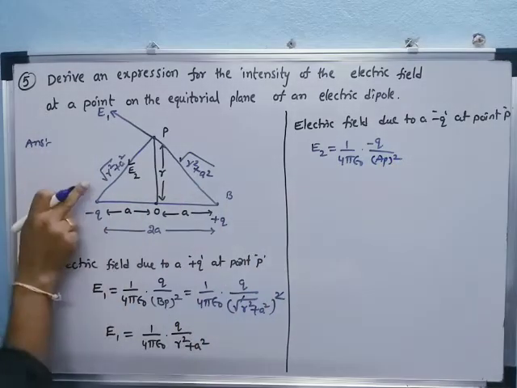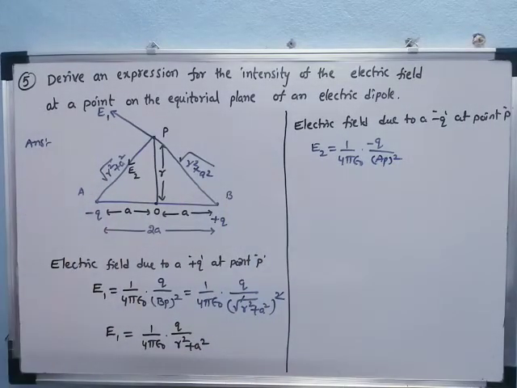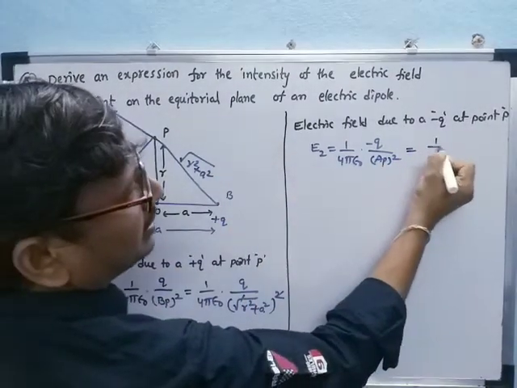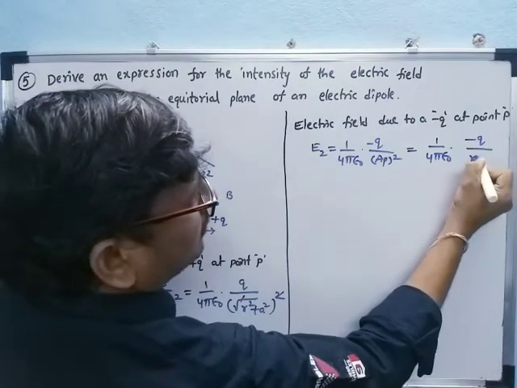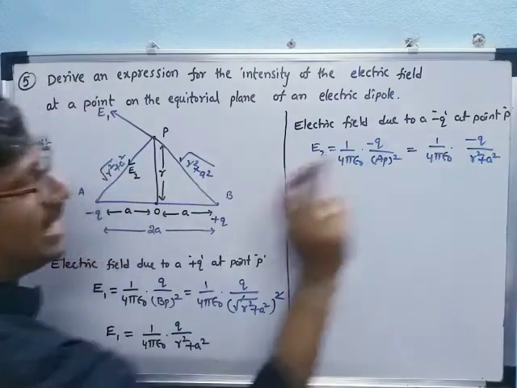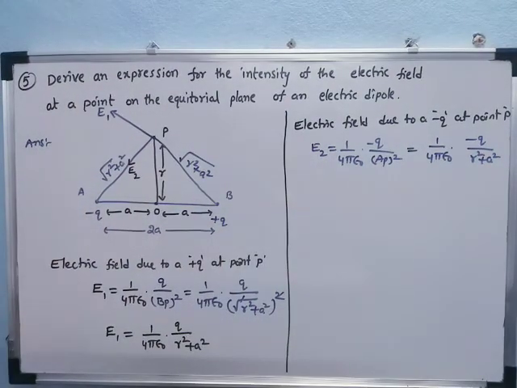But how much is the distance A to P? Under root of r square plus a square. Now the root and the square cancel. Directly we get E2 equal to 1 by 4 pi epsilon naught, minus Q by r square plus a square. Now we can find out the resultant electric field at point P.